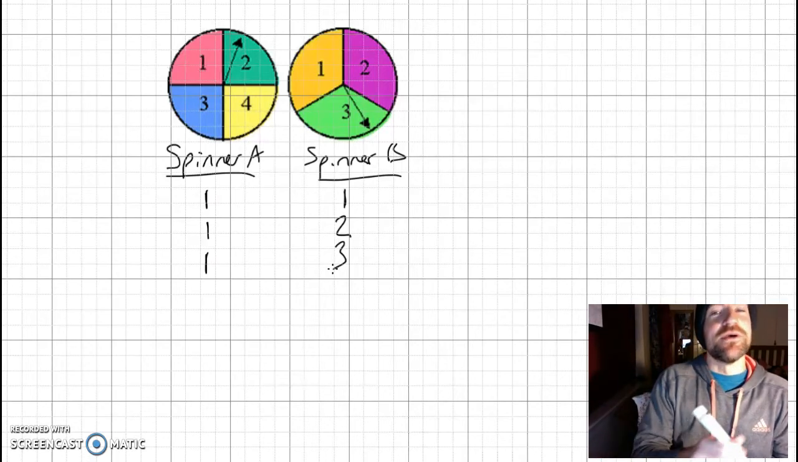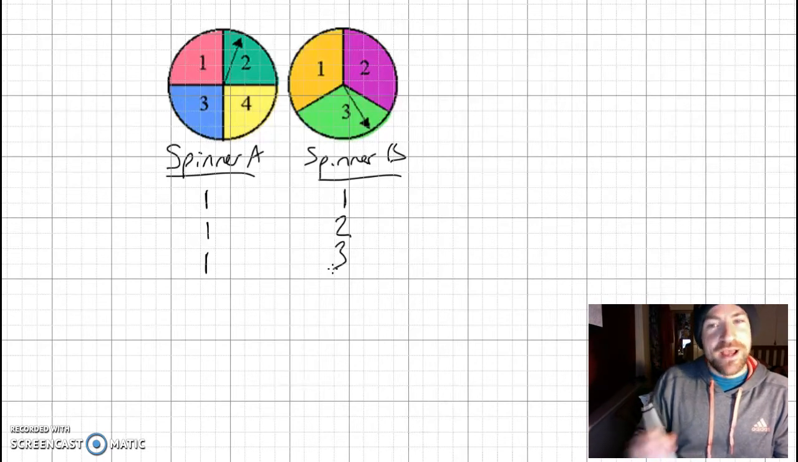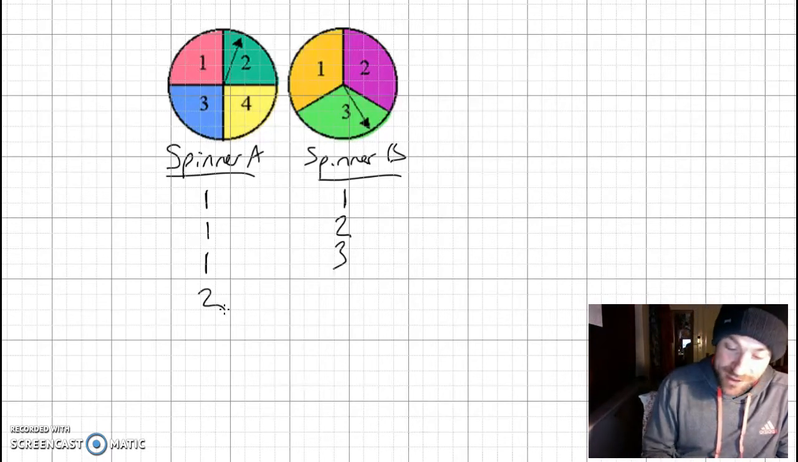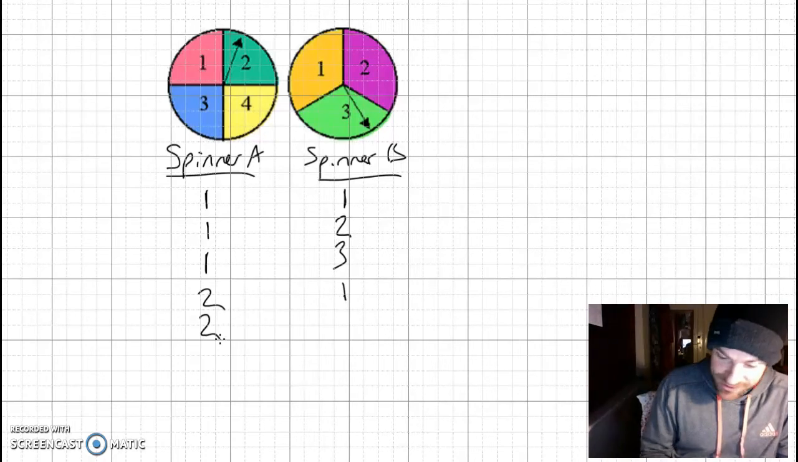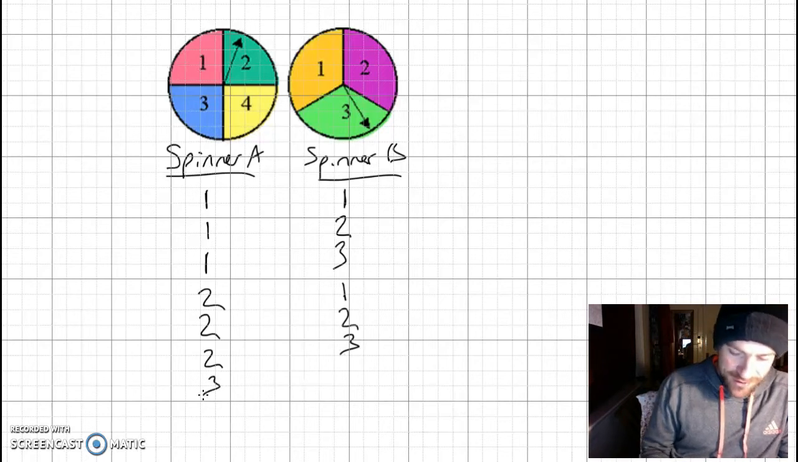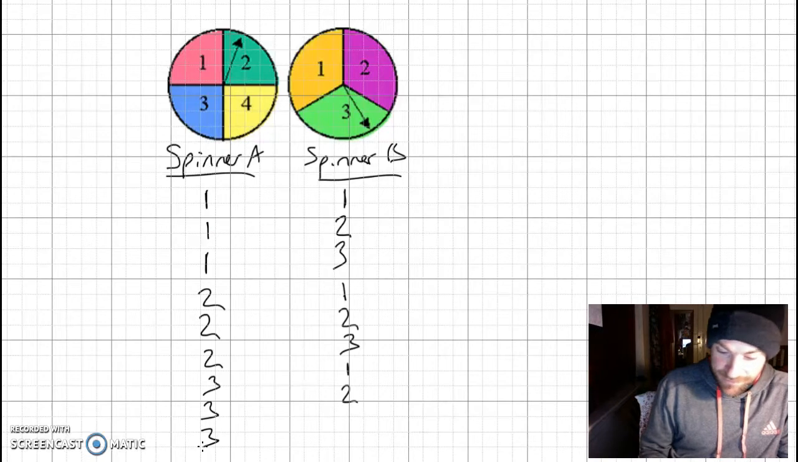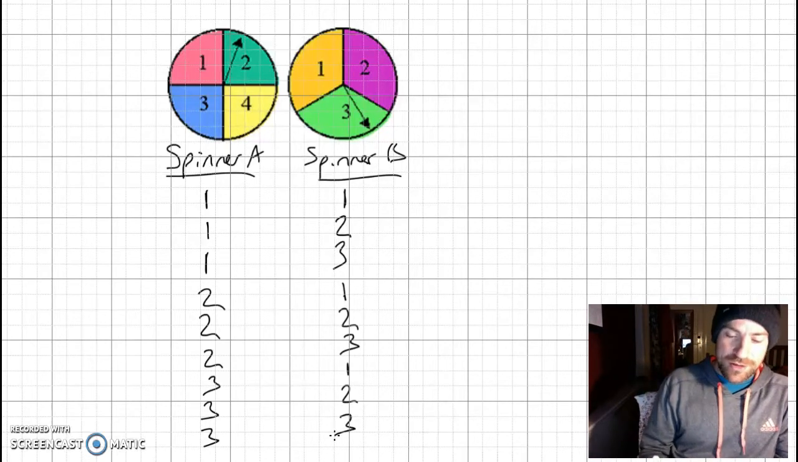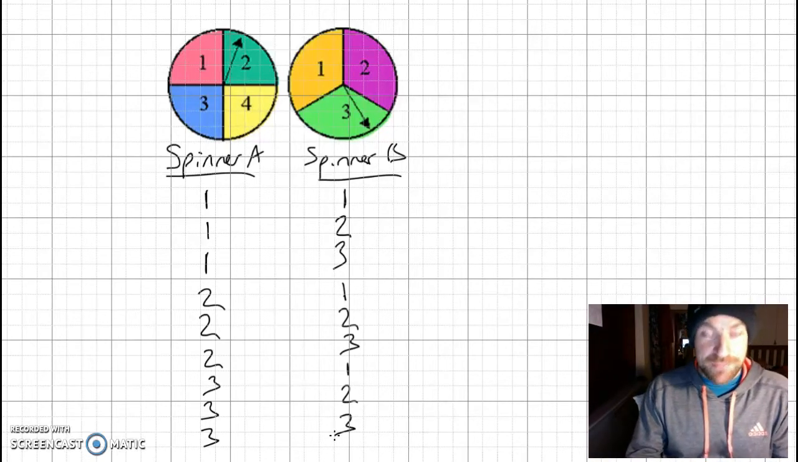So now we go to number 2 on spinner A and go through the options. If you had a 2 on A, you could have a 1 on B. Sticking with 2 on A, you could have a 2, and with 2 on A, you could have a 3. Hopefully you can see now, we'd go for a 3 on A, with a 1 on B, a 3 and a 2 on B, a 3 and a 3 on B. We'll go up here because we're running out of space.